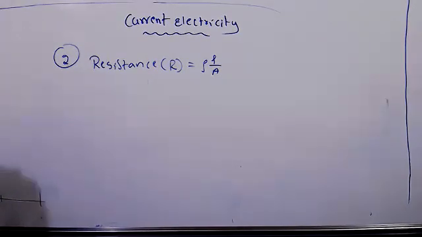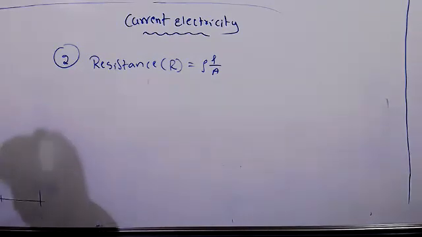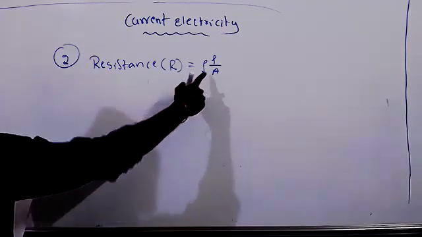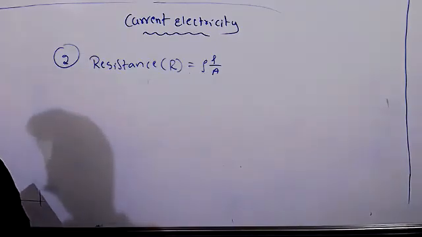Sir, it is an electrical device which resists the flow of electric charges, the flow of current. Yes, Rachana, it is the device that resists the flow of current. Okay, formula we know: R equal to rho into L by A.